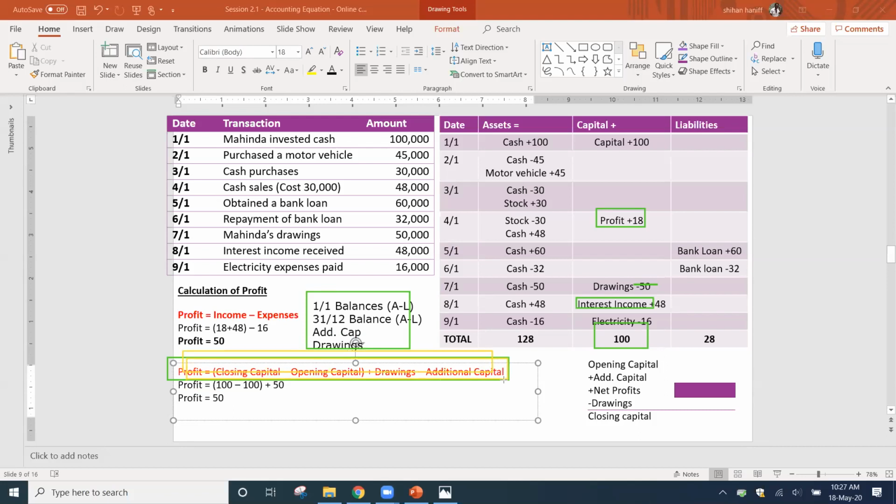So you don't need to prepare any of the ledger accounts, any income statement, balance sheets, right? Trial balance, nothing is required. You only need opening assets and liabilities, closing assets and liabilities, additional capital and drawing. So using that, the difference will automatically give you the net profit. Right? Okay. So we did one of the basic accounting equation and recording them in the equation.